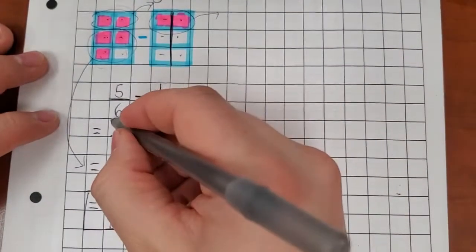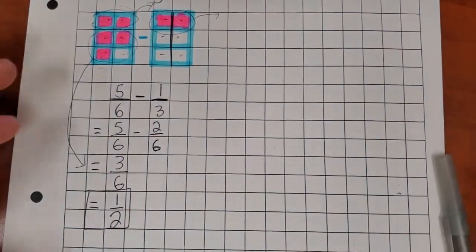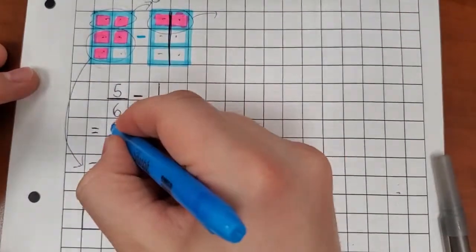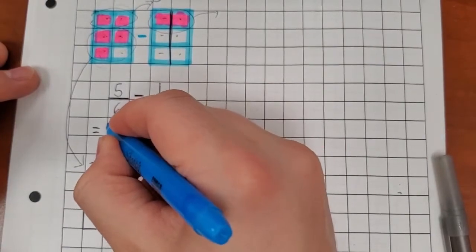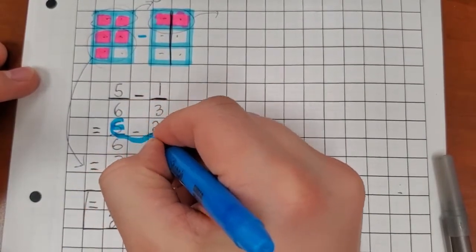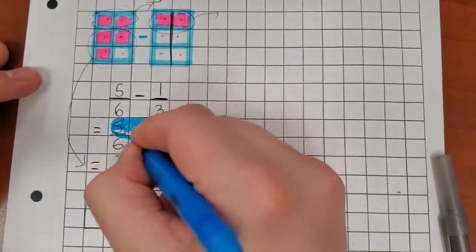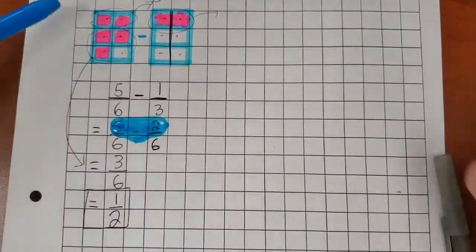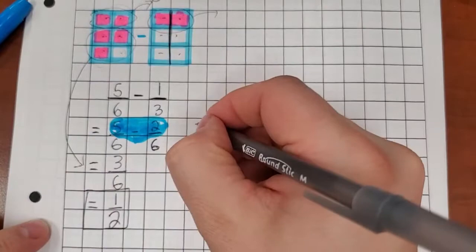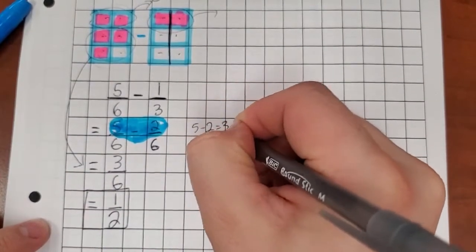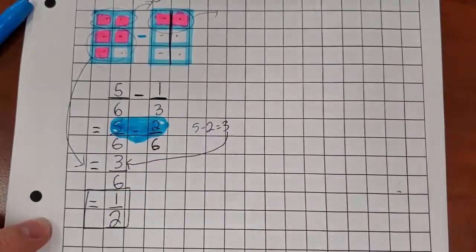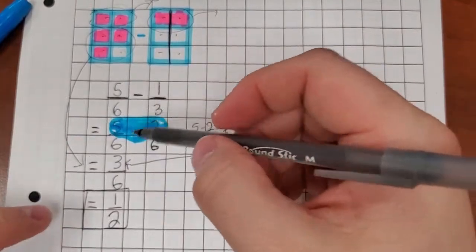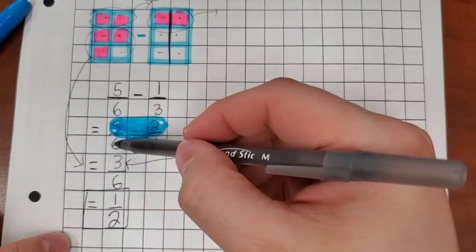And then all we're doing is taking this top part here that I'm going to highlight. We're going to take this part up here, I'll highlight it, 5 subtract 2, and that's what our numerator is. 5 subtract 2 was 3, so that's why we put that 3 right here in the numerator. And then you just keep the common denominator.